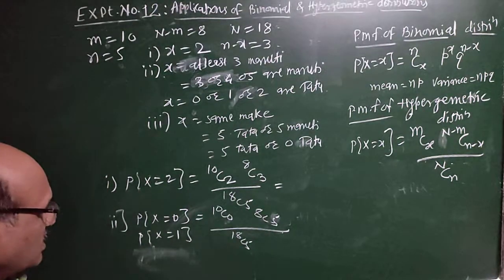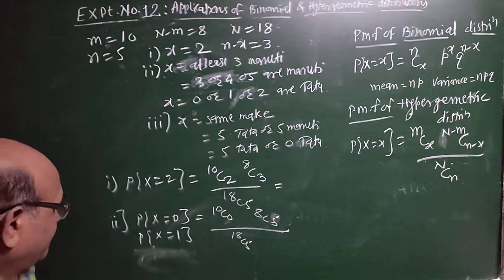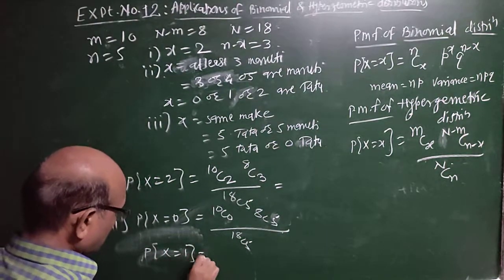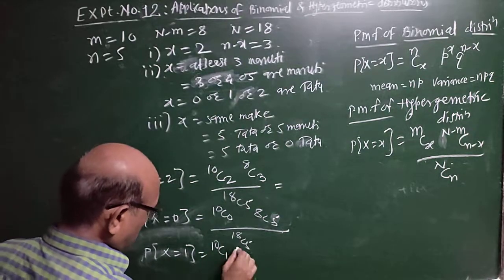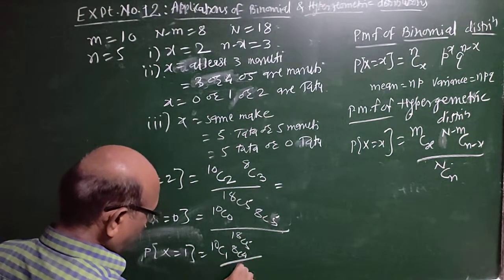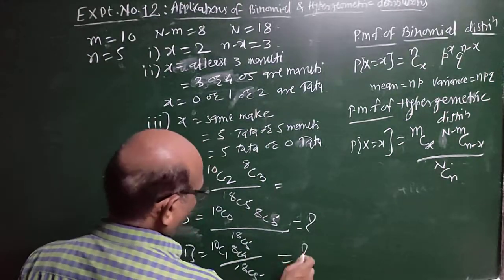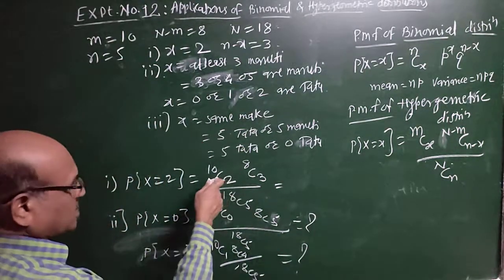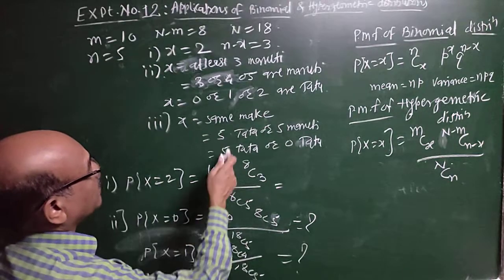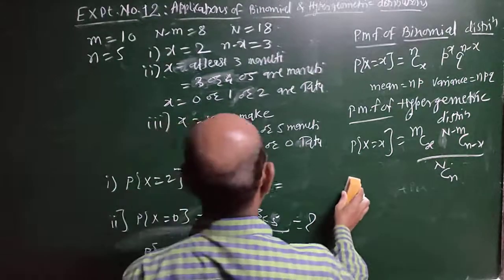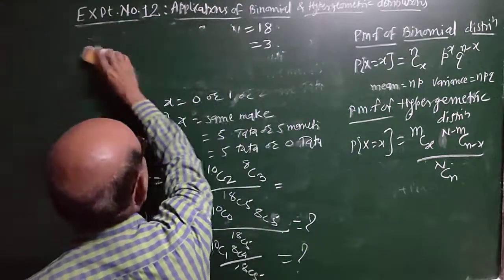Once you have got this one, probability X equal to 1 you have to obtain. So this is 10C1, 8C4 divided by 18C5. So obtain this value, and add it to X equal to 2. So that will give the answer for the second problem. Now what about the third one? Third problem.